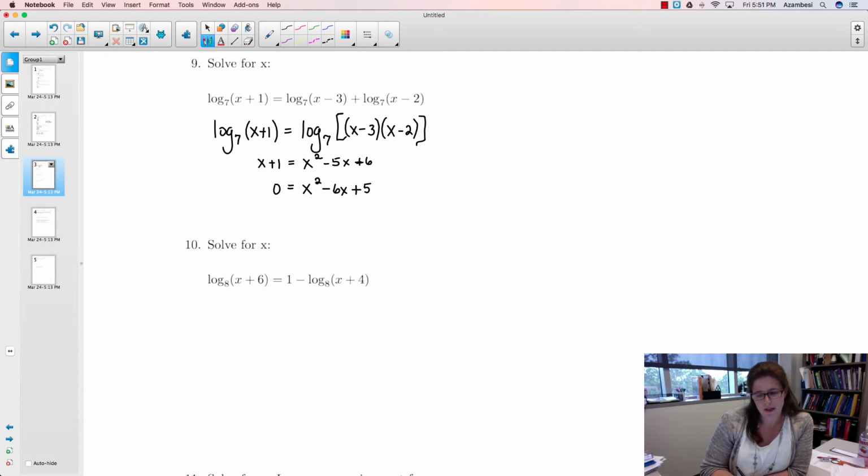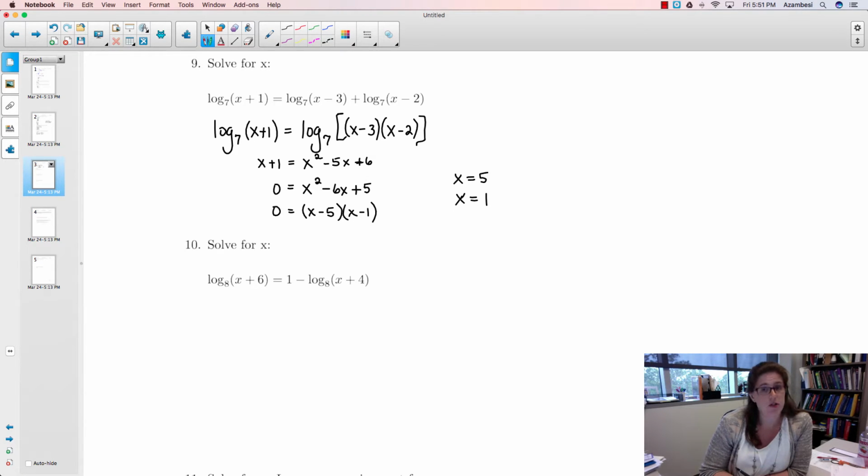Now I am looking to see if it factors. So two numbers that multiply together to give me positive 5 and add together to give me negative 6. Now they both have to be negative, so negative 5 and negative 1 will do it. And I get 0 is equal to x minus 5 times x minus 1. Now I get two solutions. First one gives me x is equal to 5. Next one gives me x is equal to 1.